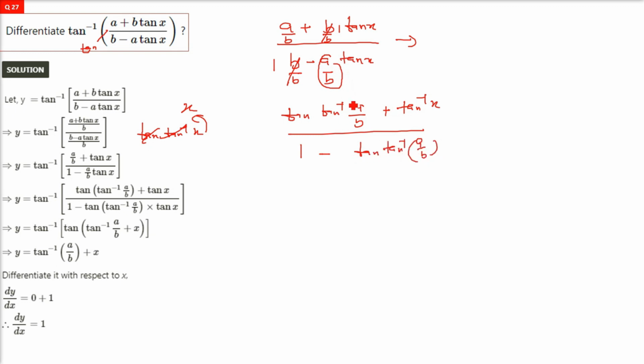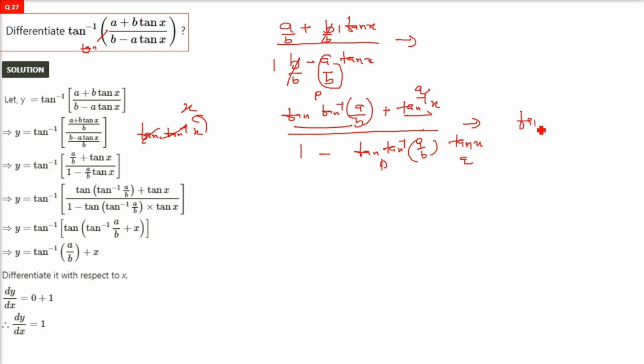Tan x is already there. So eventually this tan inverse A by B is A by B only. We have changed this because the first term plus second term divided by 1 minus first term into second term, that is P plus Q divided by 1 minus P into Q, is nothing but tan of P plus Q. What is P here? This tan inverse A by B is P, that is the theta inside. And the second theta is x. I hope you got the idea.